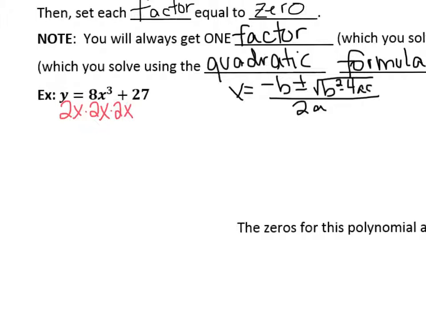Well, the 27, we need to break that apart into 3 equal pieces. So what number times itself 3 times would be 27? We know it's not 2. And this one becomes a 3. So 3 times 3 times 3. And now for the roller coaster story.